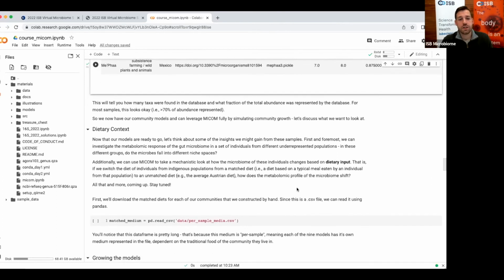Great. So now we have our community models built, and now we can leverage Mycom to conduct the next step, which is simulating community growth. But before we jump into that, let's discuss a little bit what it is we want to look at with our Mycom models.